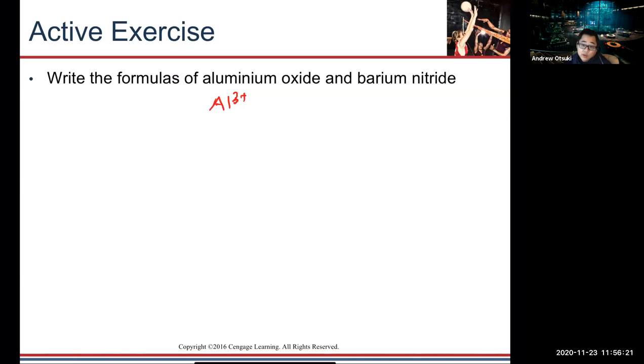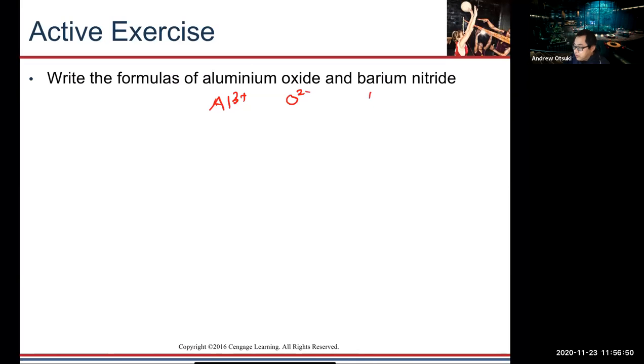Sorry, that's a really horrendous looking 3. So aluminum 3+: remember, aluminum is still a metal, and it's in group 3A, so we lose 3 electrons. Aluminum loses 3 electrons. Oxide is oxygen, and oxygen is like sulfur. It likes to gain 2 electrons to complete an octet.